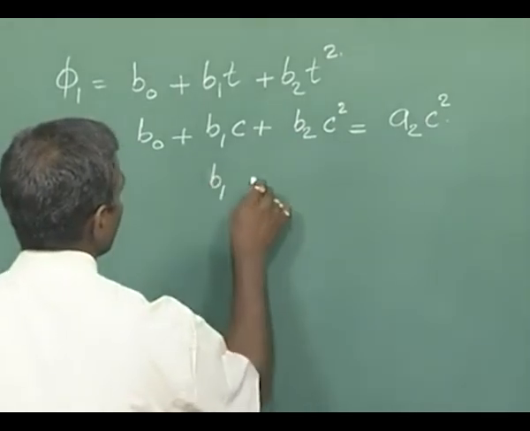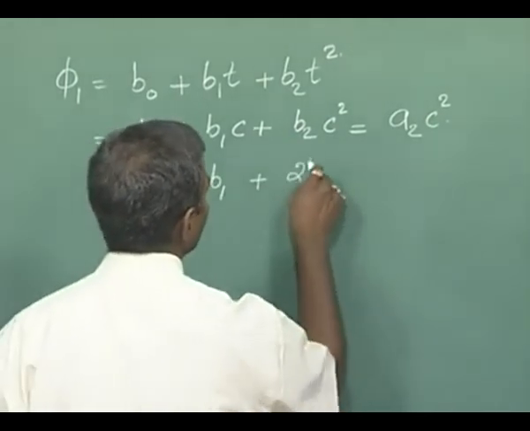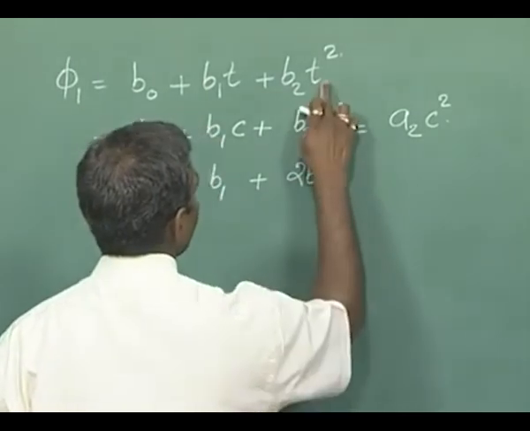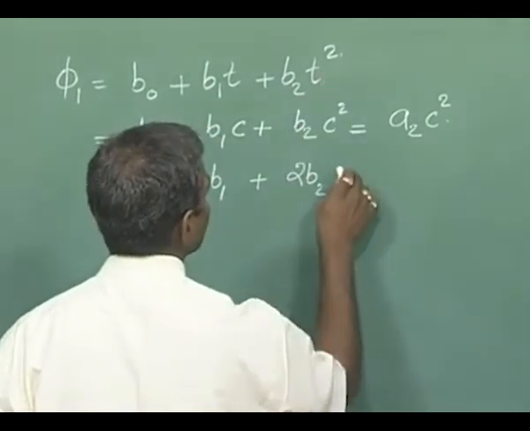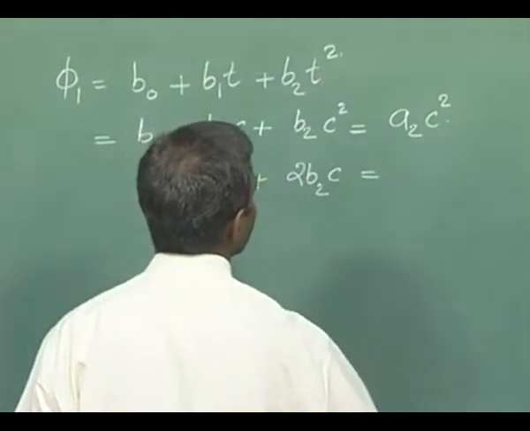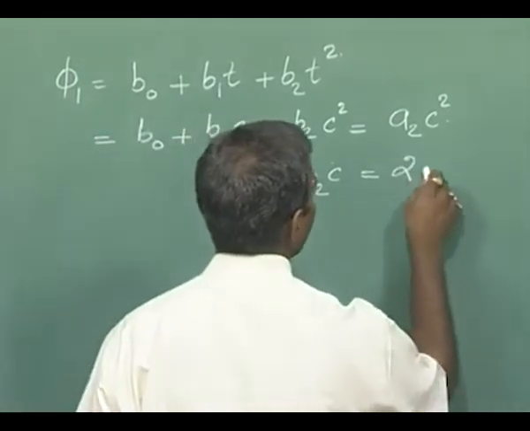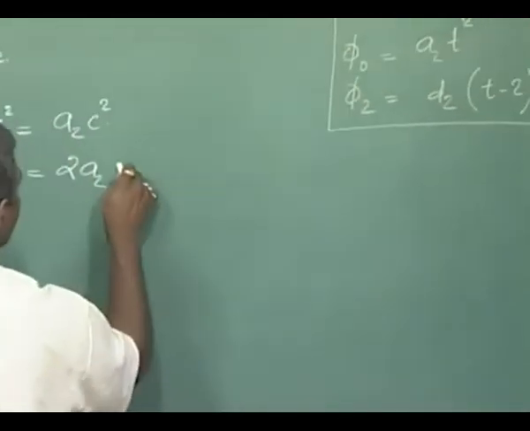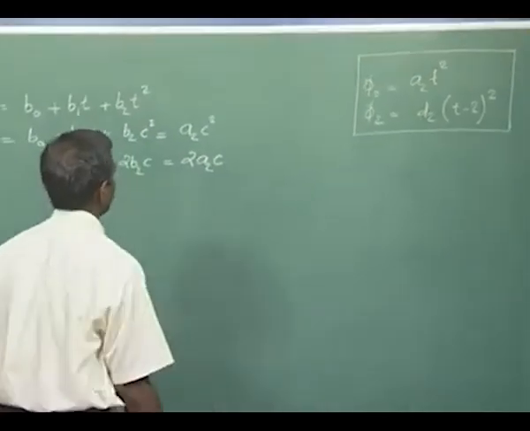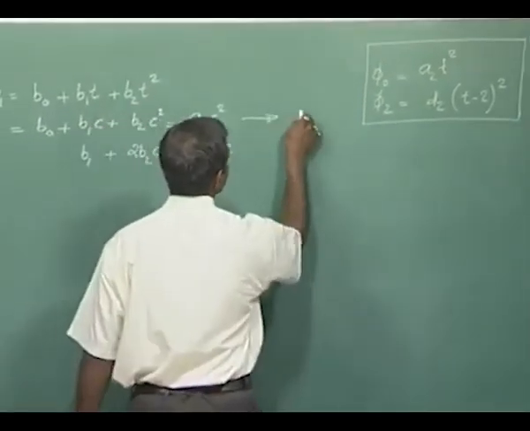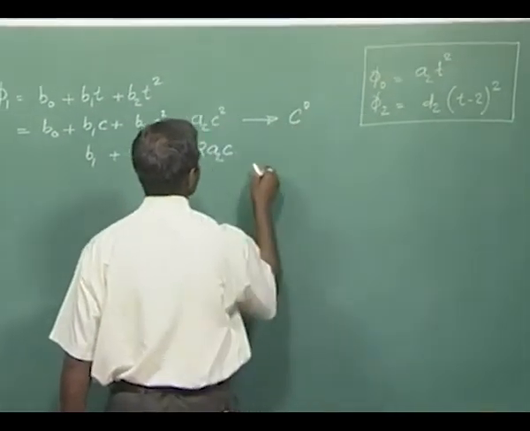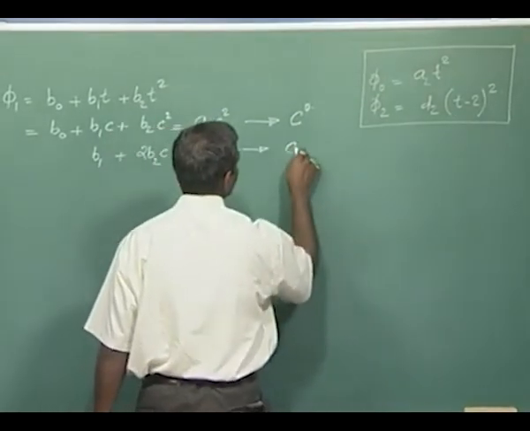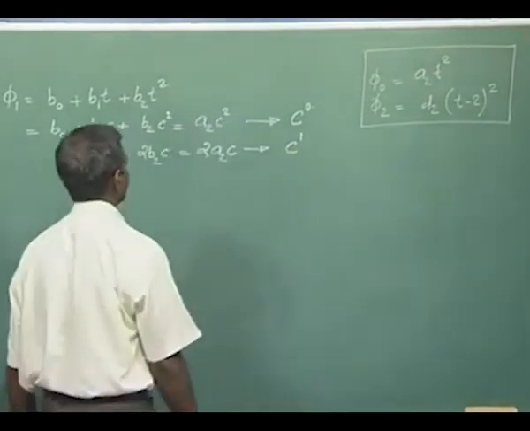b1 plus 2b2 evaluated at c will be equal to 2 times a2 evaluated again at c. So this is the position continuity condition at junction B, and this is the slope continuity condition at the same junction.